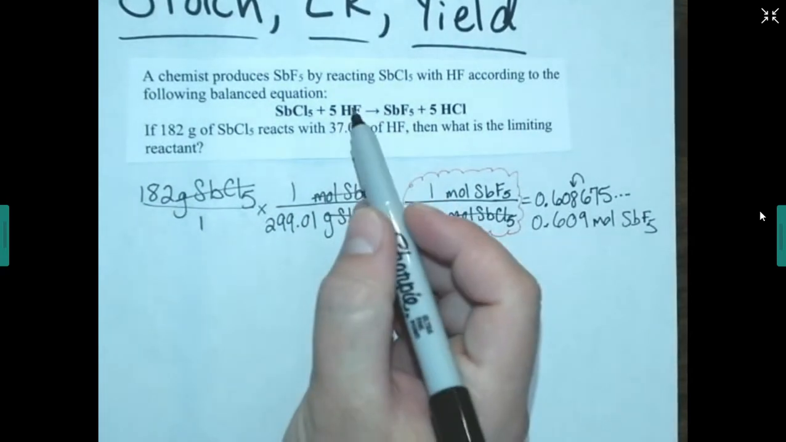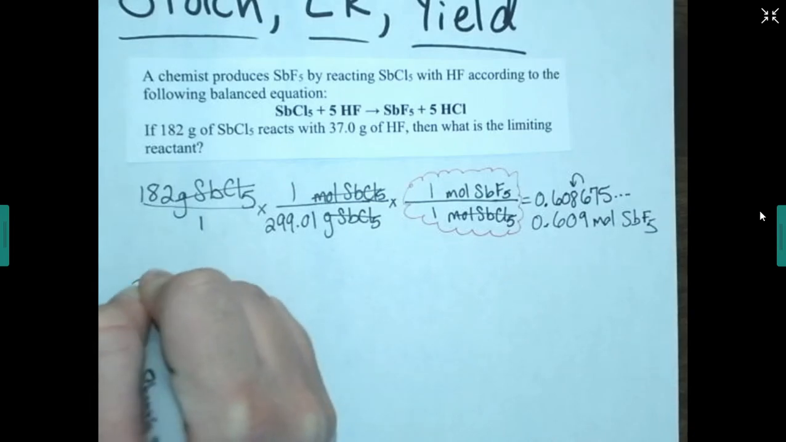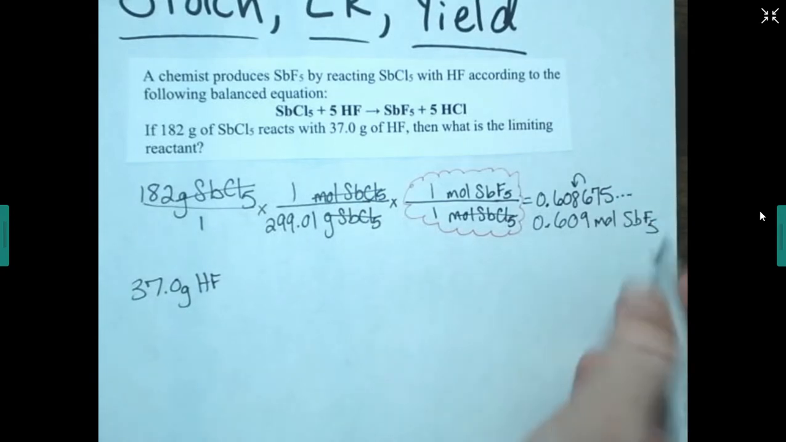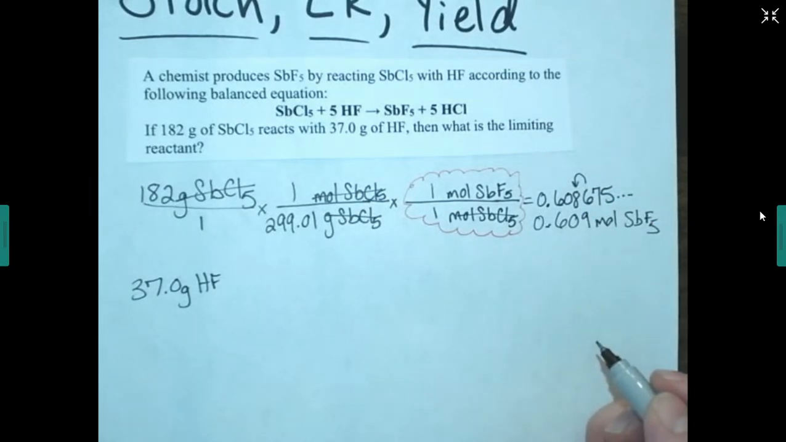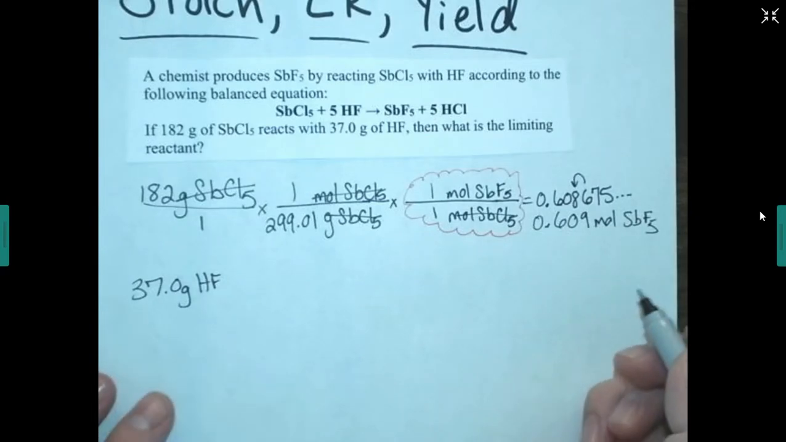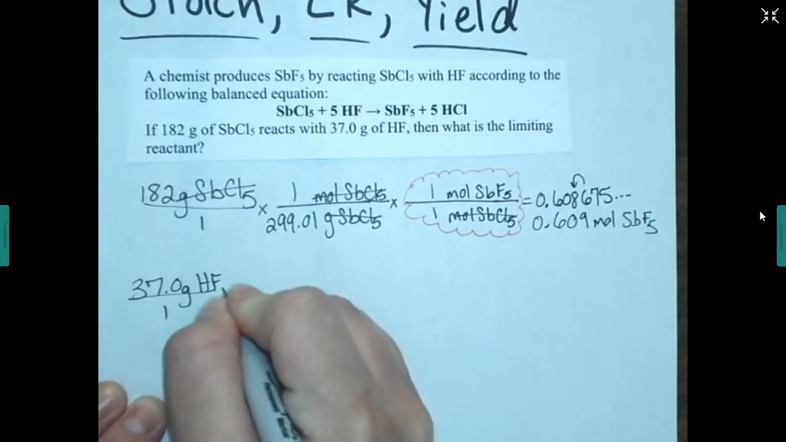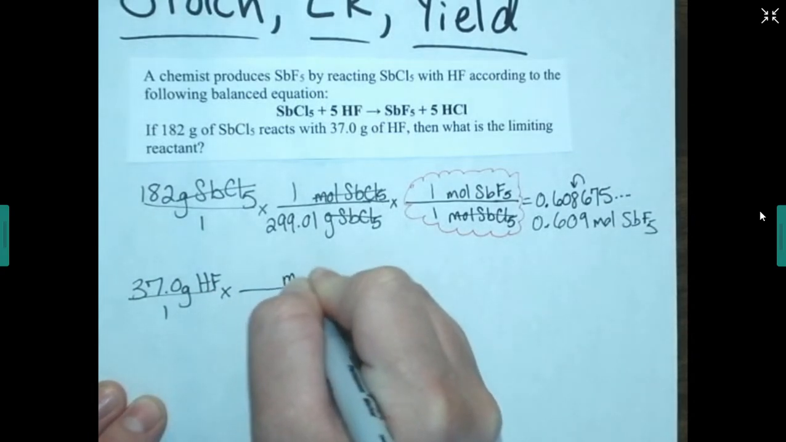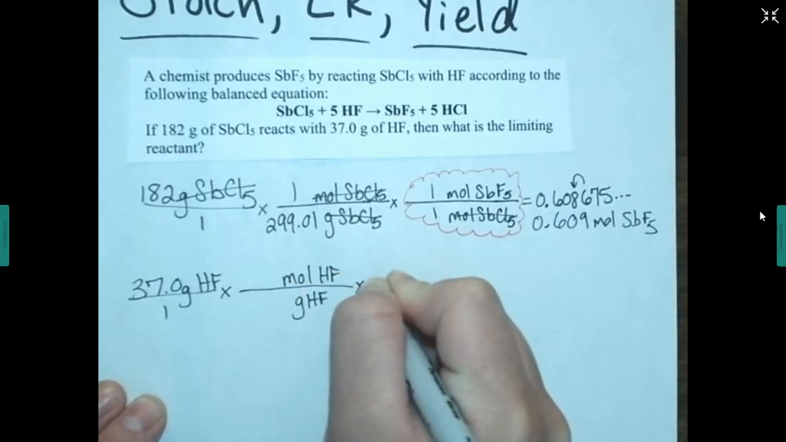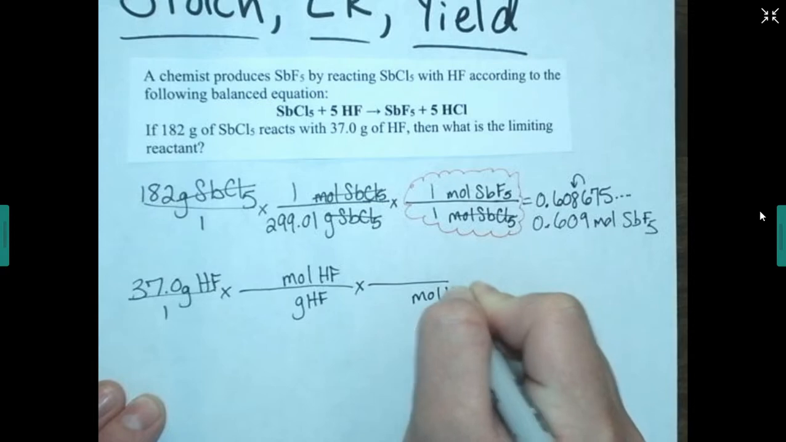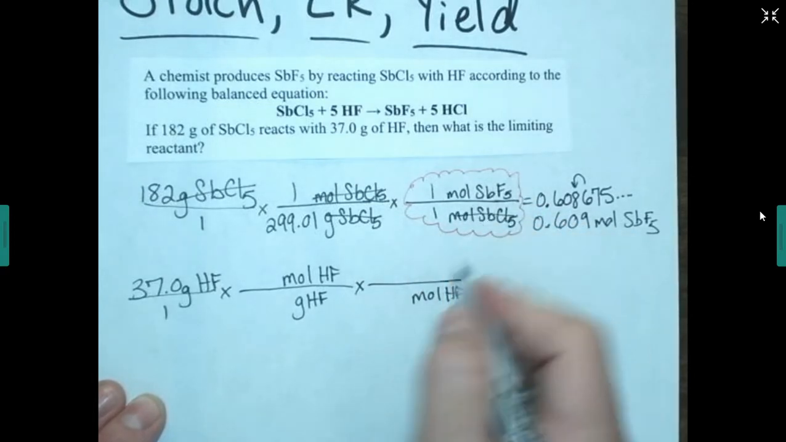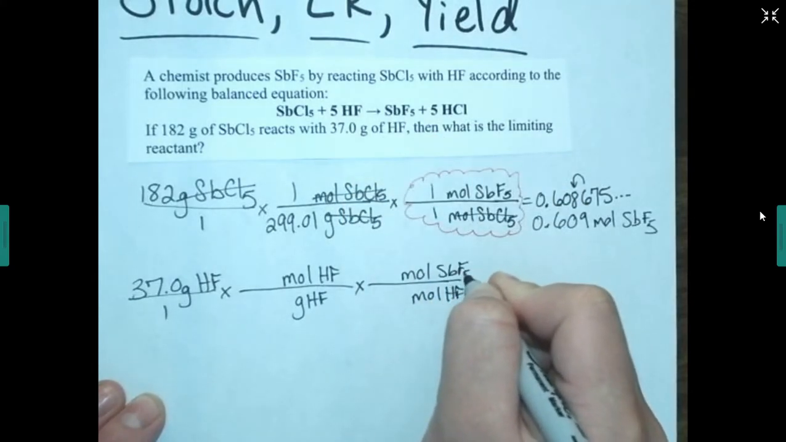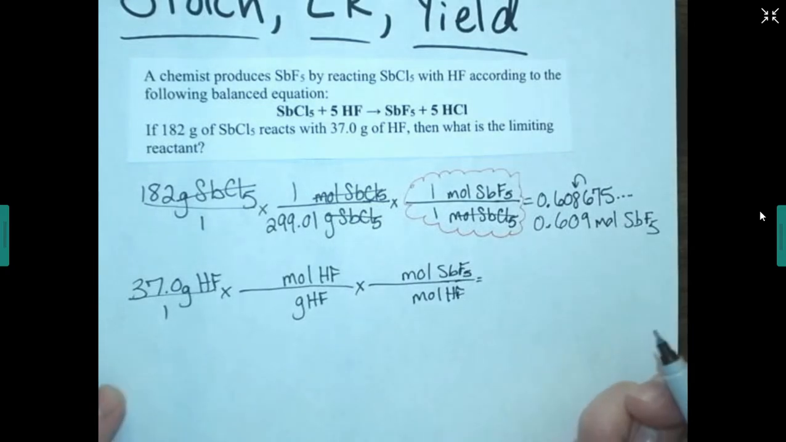Now, let's do the same thing with our other reactant. So I have my 37.0 grams of HF, and we're going to do the same thing, try to get to moles of SbF5, and we'll compare the two side by side. And whichever is smallest will tell us what our limiting reactant is. So because I have grams of HF here, I know I need grams of HF here, so they cancel out. I'm going to change it to moles of HF. And then I'm going to go from moles of HF to moles of what I'm looking for, which is, again, that SbF5. We're going to compare side by side which one would make more or less SbF5.